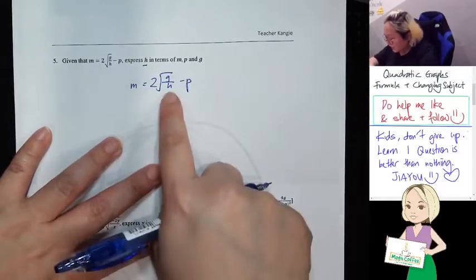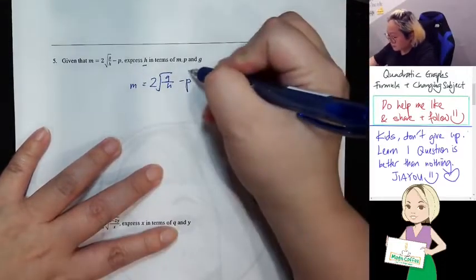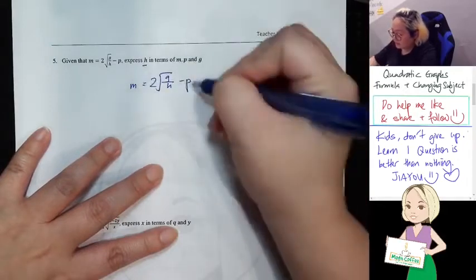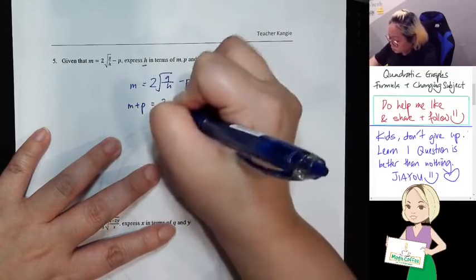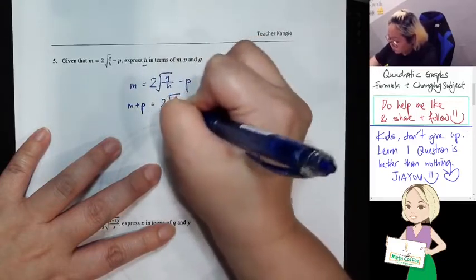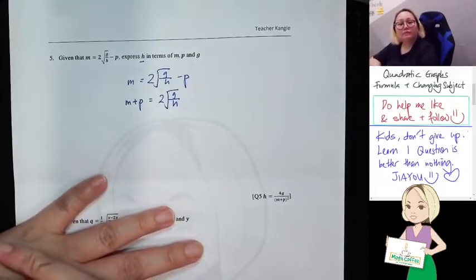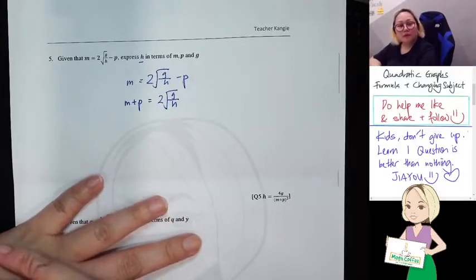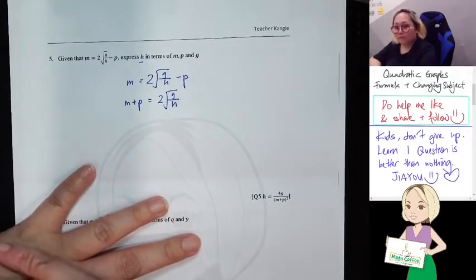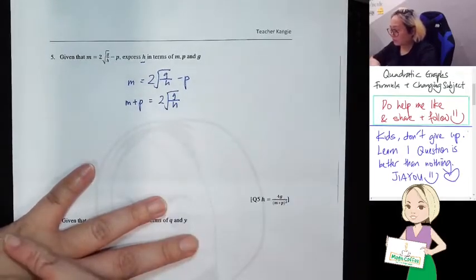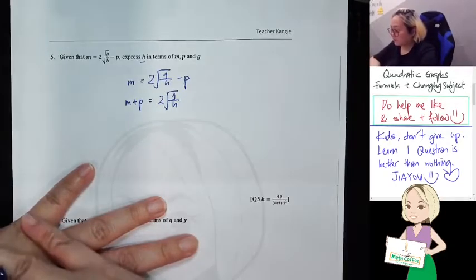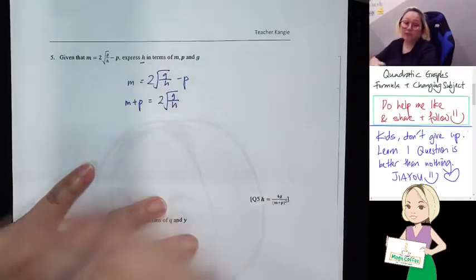And since my H is here, I'm going to bring my minus P to the left hand side first. So it becomes M plus P equals 2 square root G over H. Don't write power half. That's not power half. This is not indices. This is making H a subject.